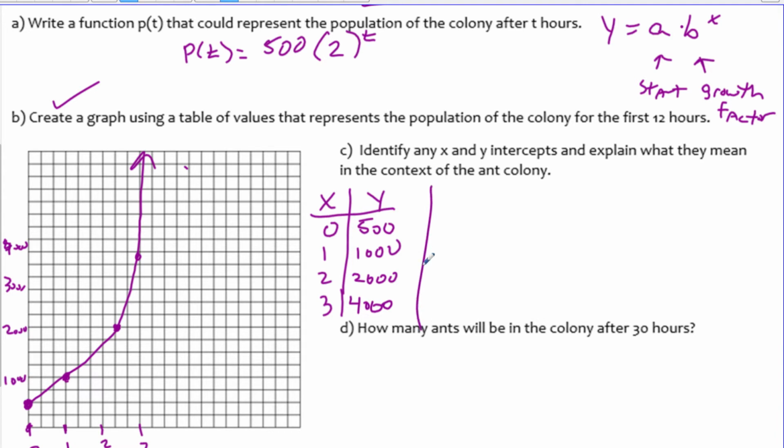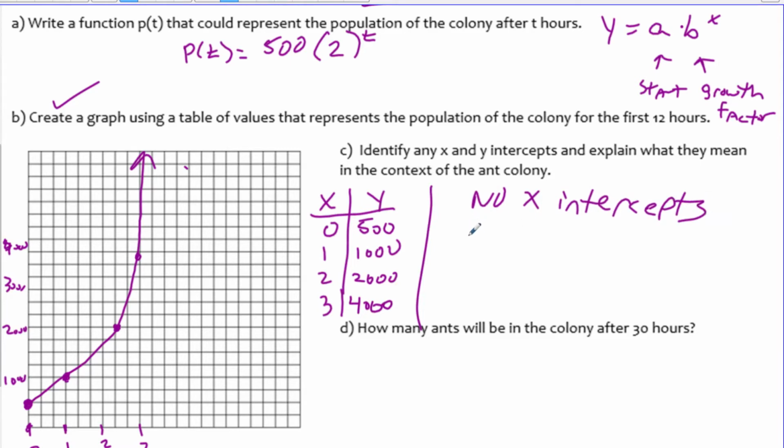Now let's answer letter C. It says, identify any x and y intercepts and explain what they mean in the context of the ant colony. In this case, if we keep extending this, we don't have an x-intercept. This is my x-axis, and the graph stops right here at time 0. It never crosses the x-axis. So I'm going to write no x-intercepts, and that's fine. We shouldn't really have any x-intercepts.